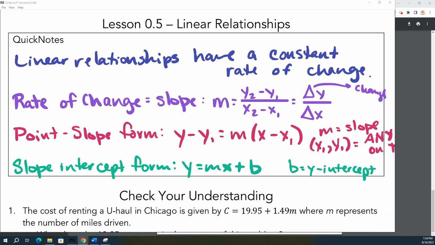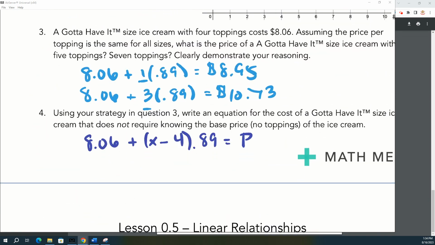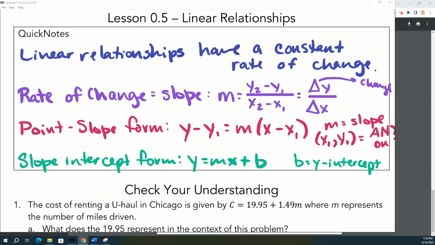Now on these conceptual problems that we do a lot, like especially the one we just did, B was the base price. And it's kind of convenient when it's in slope intercept form that B ends up being the base price because it starts with a B. That can help you remember it that way.